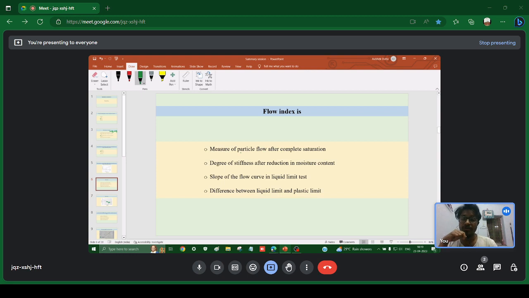The options were: measure of particle flow after complete saturation; degree of stiffness after reduction in moisture content; slope of the flow curve in liquid limit test; difference between liquid limit and plastic limit. So the answer is clear now. The answer will be slope of the flow curve in liquid limit test.